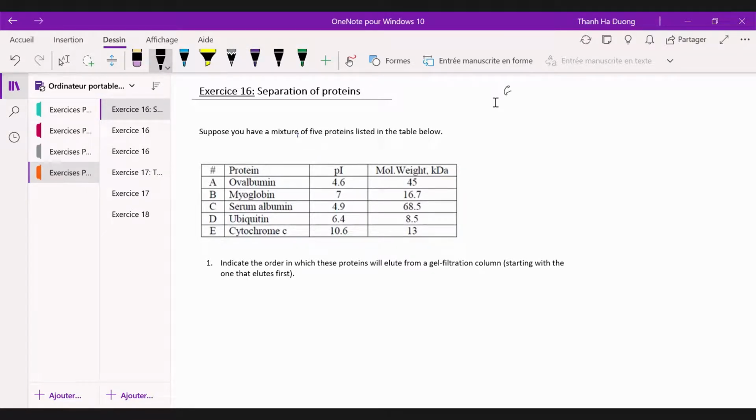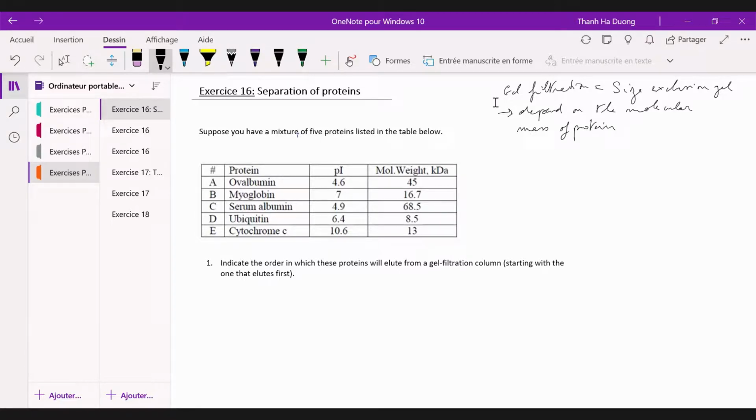For the gel filtration, it's also called size exclusion gel. It means, which protein will be eluted first, the bigger one or the smallest one? So the principle of this technique depends on the molecular mass of the protein.